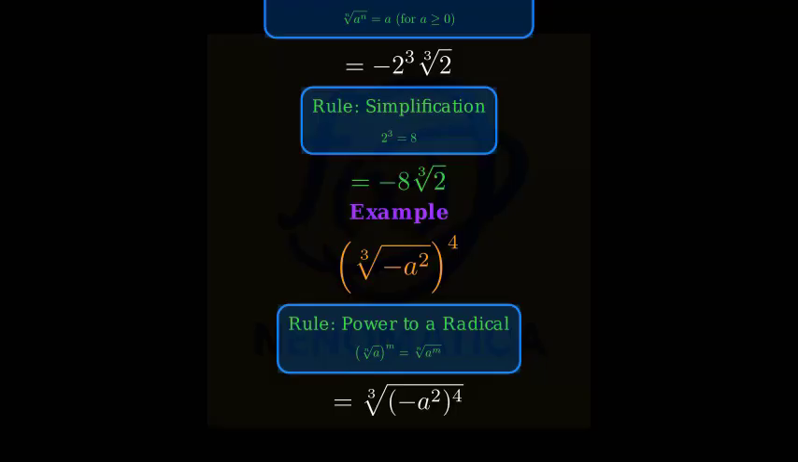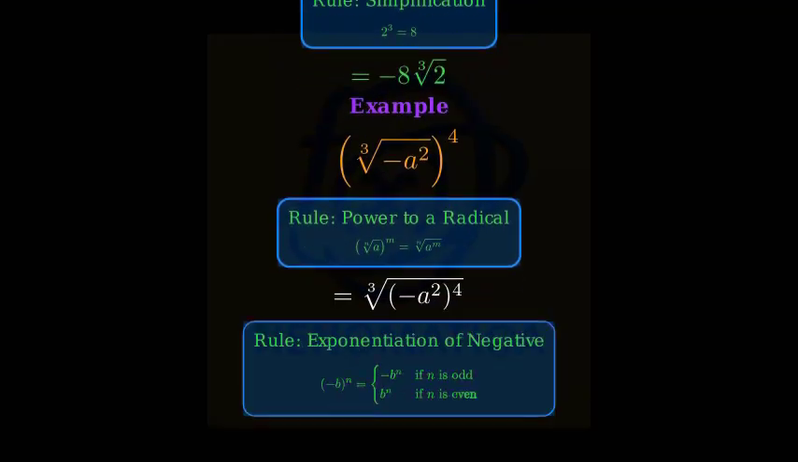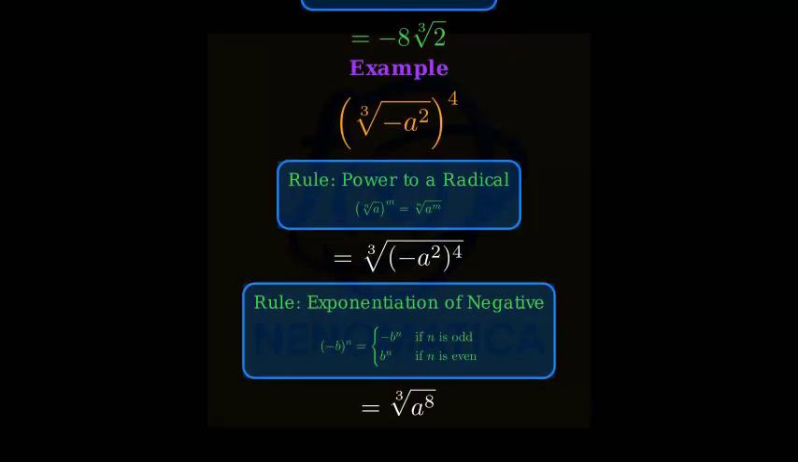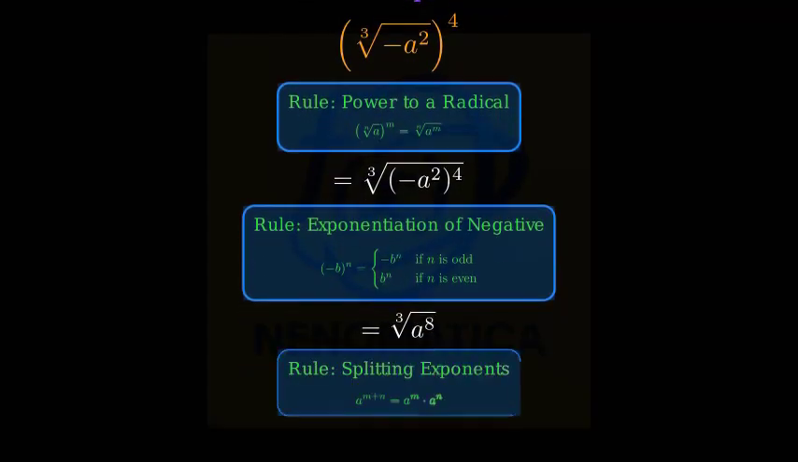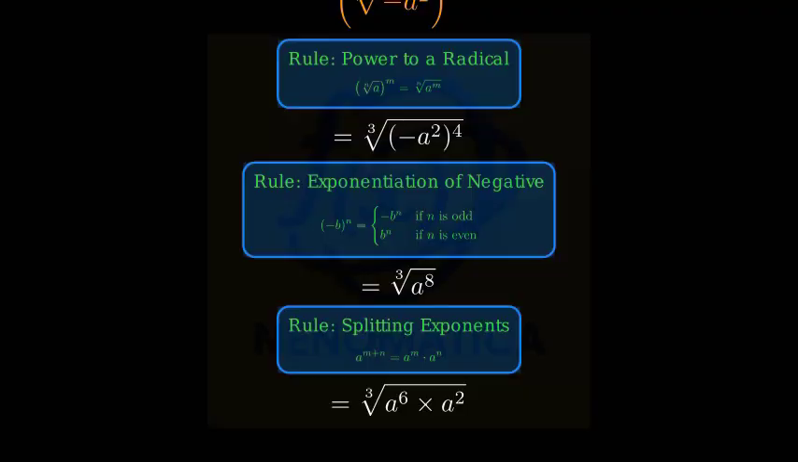Now for the second step, we need to calculate -a squared to the fourth power. When we raise a negative number to an even power, the result is positive. So -a squared to the fourth power equals a squared to the fourth power, or a to the eighth power. For the third step, we'll separate the power of a to make it easier to work with the cube root. We can express a to the eighth power as a to the sixth power times a squared.